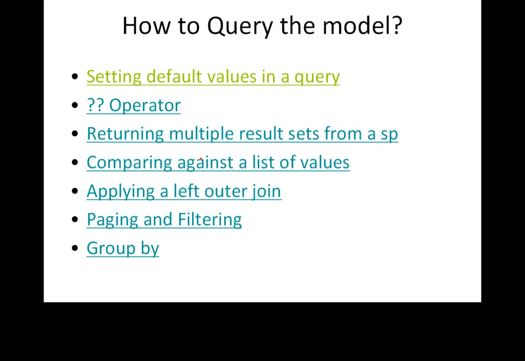Now just look at some of the examples, like how can we set the default value in the query, and how can we return multiple result sets from a stored procedure, comparing against a list of values, applying a left outer join, paging and filtering, and group by. So how easy these things are with the Entity Framework.